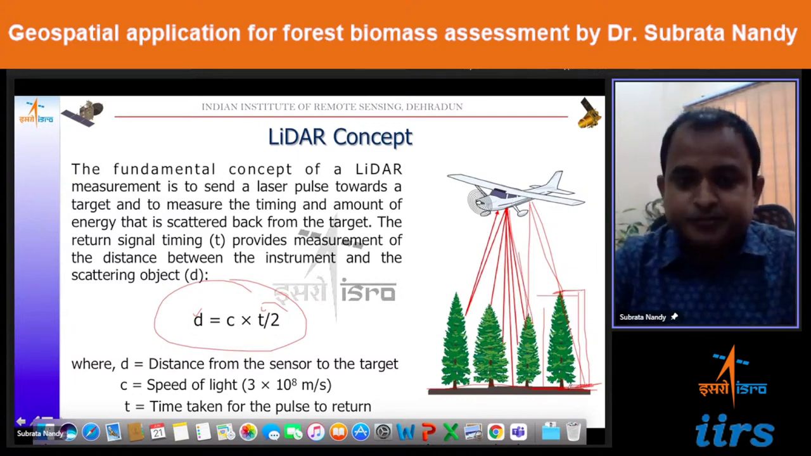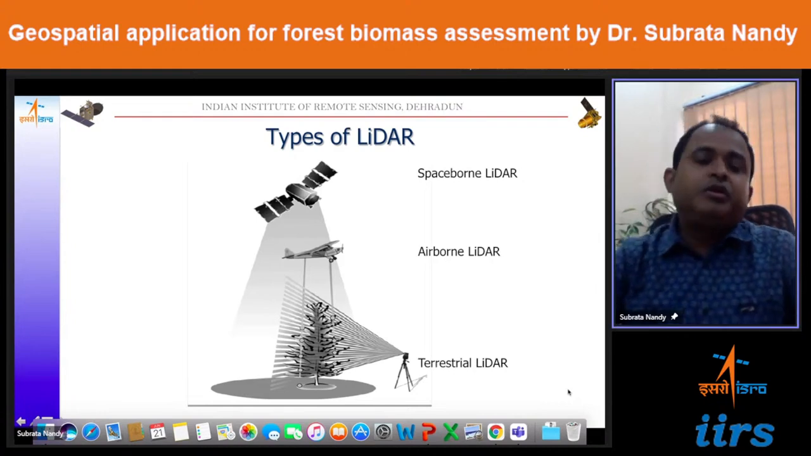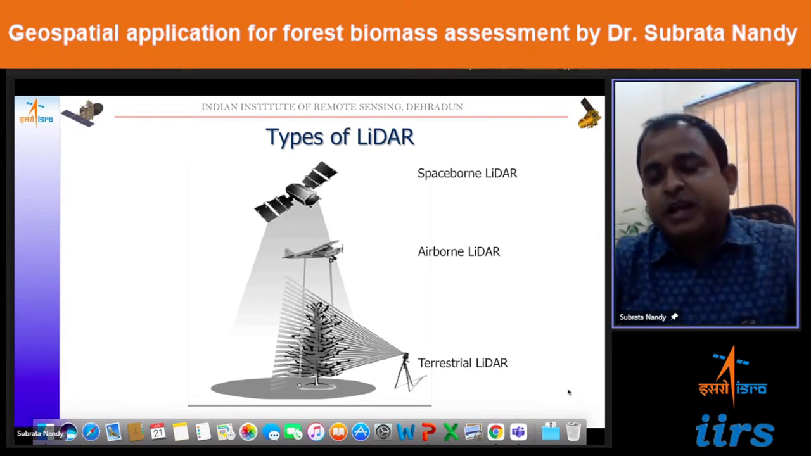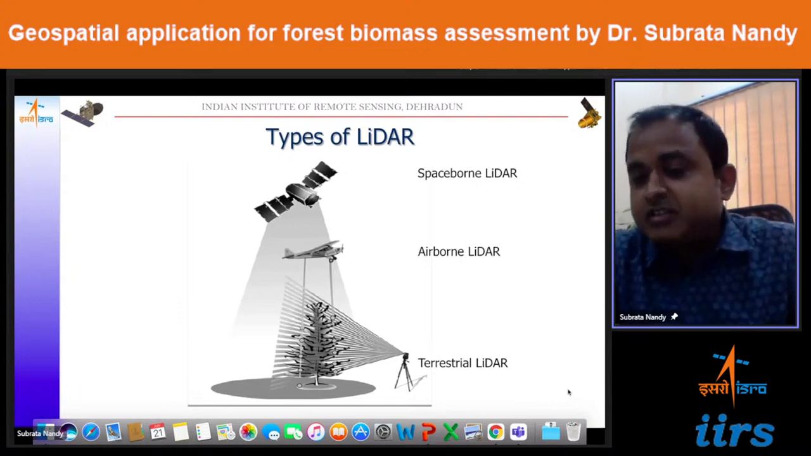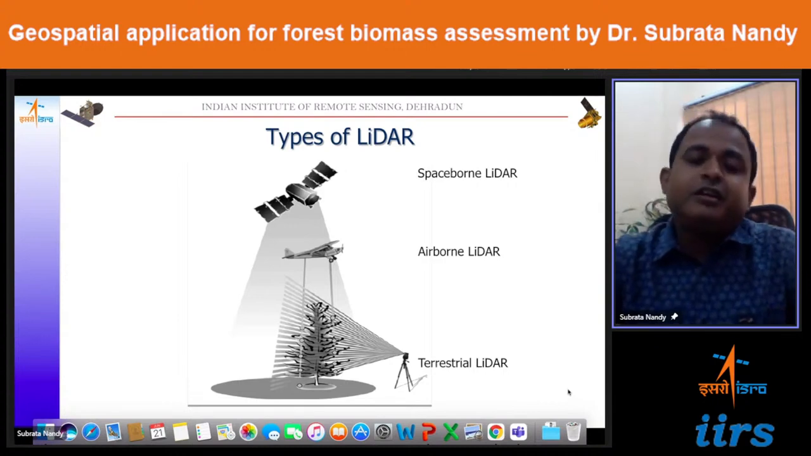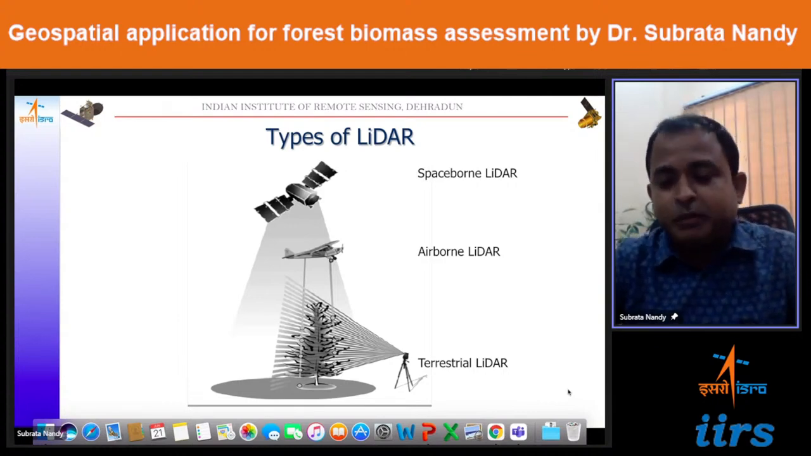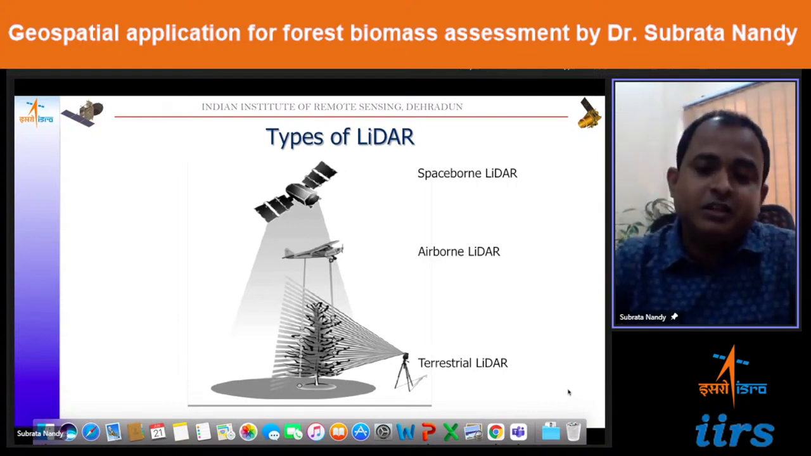Now, by platform, we can say there are three kinds of lidars: terrestrial lidar, airborne lidar, and space-borne lidar. I'll discuss them one by one. Let us start with terrestrial laser.